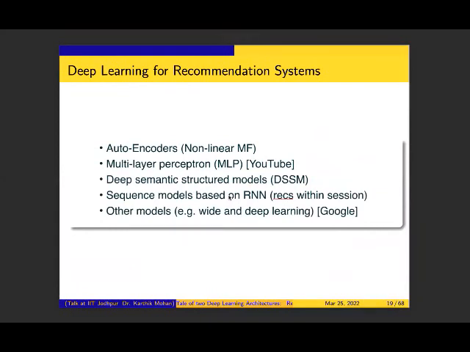If you want to look at the different methods for deep learning for recommender systems, there are autoencoders, which you can think of as nonlinear matrix factorization. You might have heard of matrix factorization; autoencoders can do a nonlinear version of that. There's also the multi-layer perceptron, or deep feedforward neural networks, which has been used in, let's say, YouTube recommendations, and is something we also used at Amazon. And then there are deep semantic structured models, very useful if you want to extract deep representations of objects and then use them for recommendations as well.